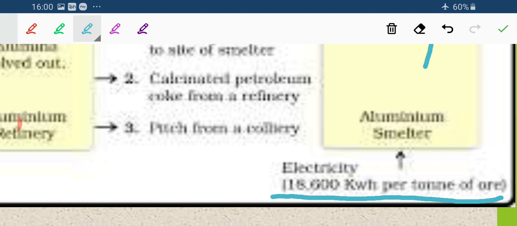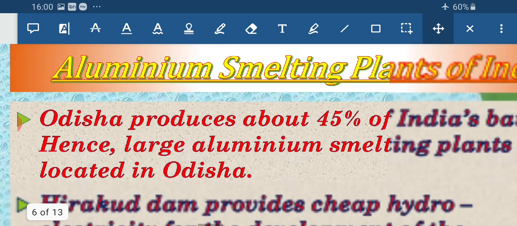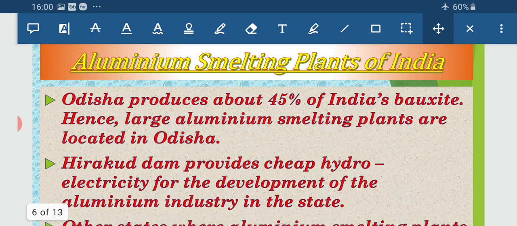So that is why the prime factor for the location of an industry is regular and quantitative supply of power. So hopefully you understood why it is so very important. Now next we will move to the aluminium smelting plants of India.